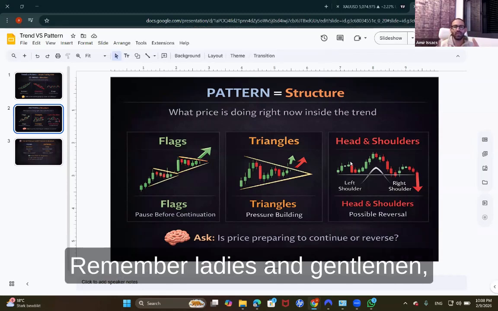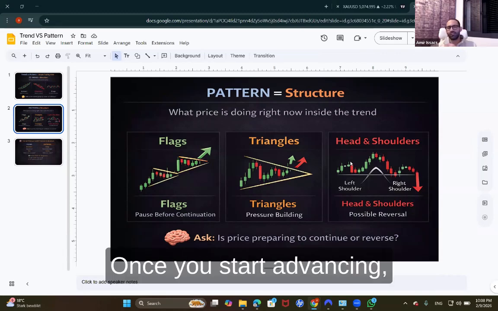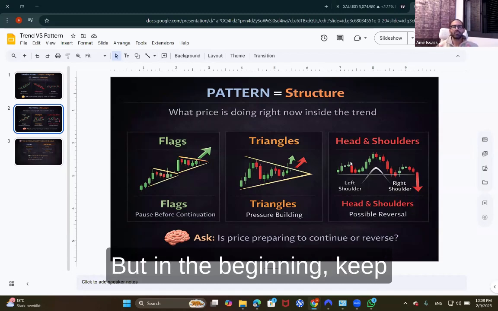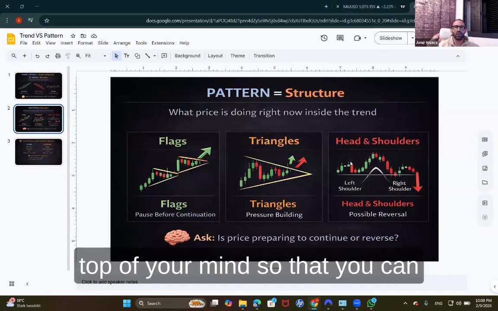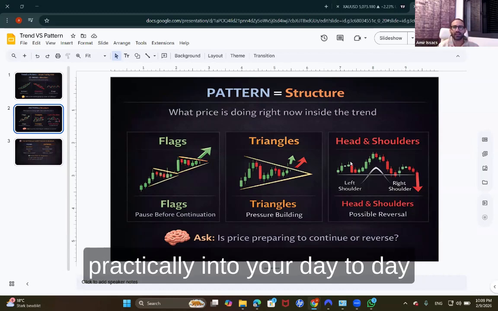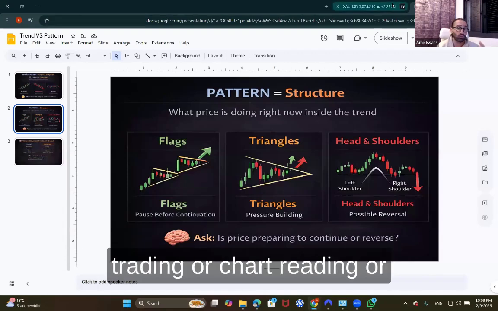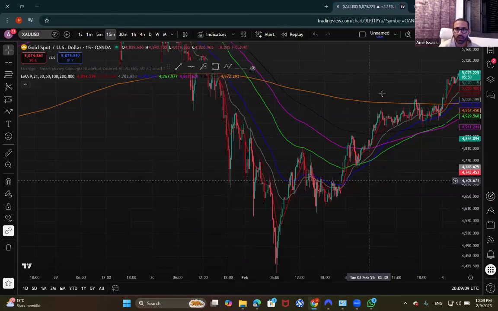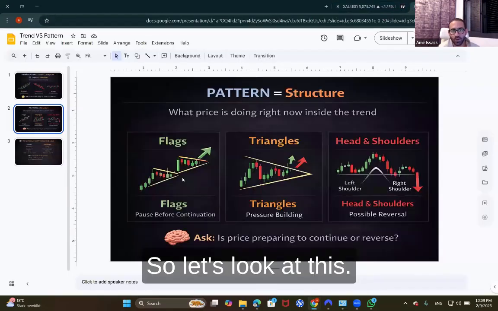Remember, ladies and gentlemen, keep it simple. Once you start advancing, look into more patterns. But in the beginning, keep the basics at the top of your mind so that you can take these basics and use them practically in your day-to-day trading or chart reading or chart setup, whatever you're doing out there. So let's look at this.